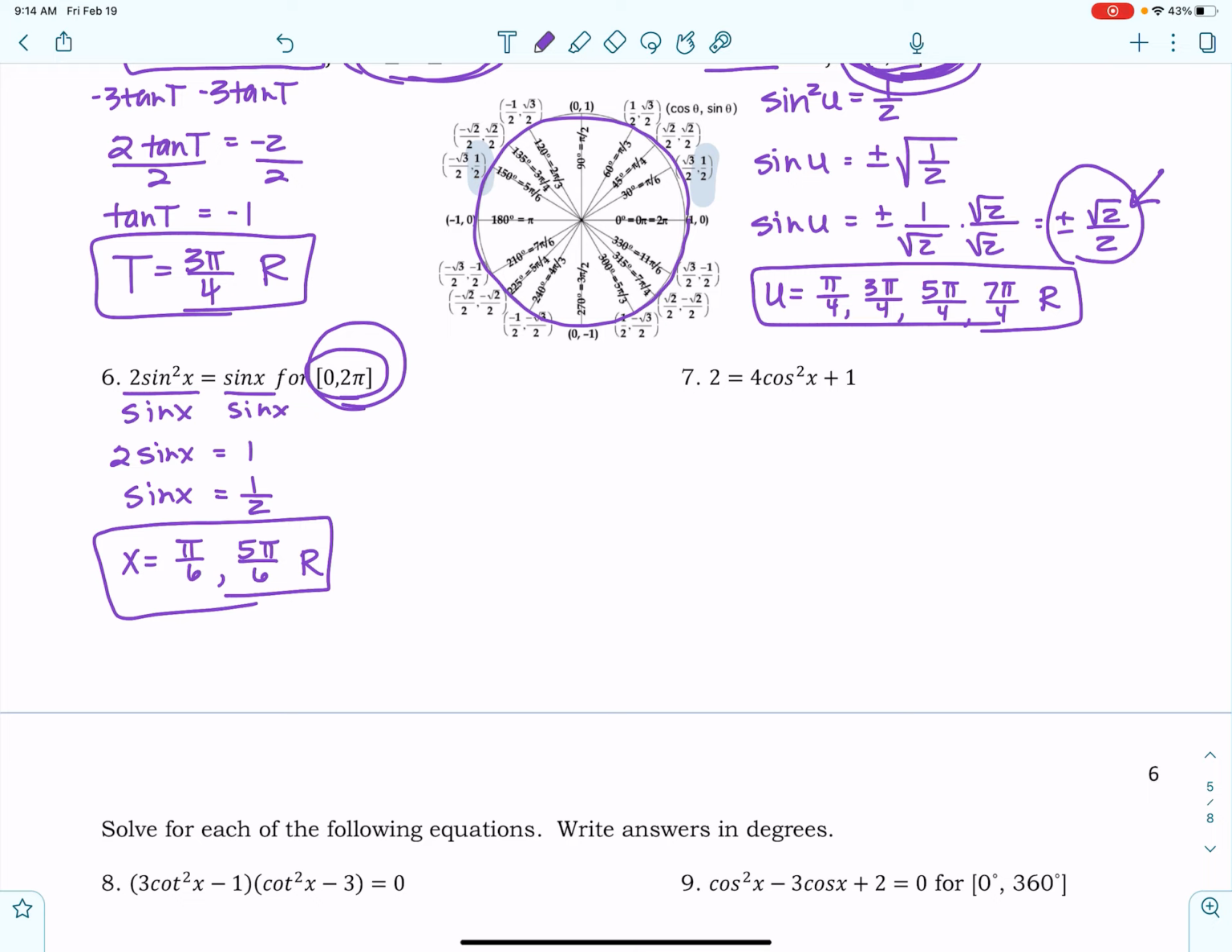I'm going to have to do quite a bit of manipulation to this one. I want you to notice that there are no restrictions on this problem. You have not been given any restrictions. That means you're finding all solutions. That's going to change things. So first, let's isolate cosine x on one side. So I'm going to subtract 1 from both sides. Then divide by 4.